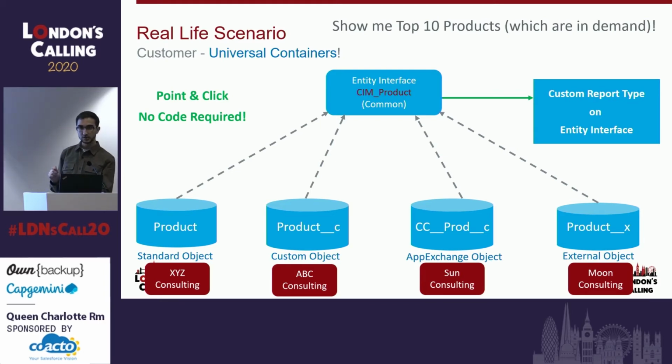Now, currently you would have to create a custom UI and think about lots of other considerations and use cases. But now the entity interface is bringing this revolutionary idea into reality. It's just point and click, no code required. You just create the entity interface, and then from the entity interface, initially, this feature will bring custom report types. You can create custom reports on the entity interface, and that's it. Everything is point and click.